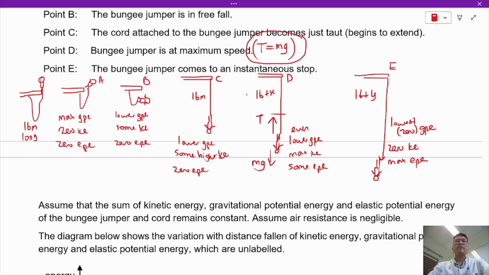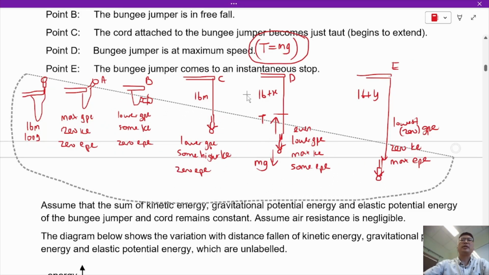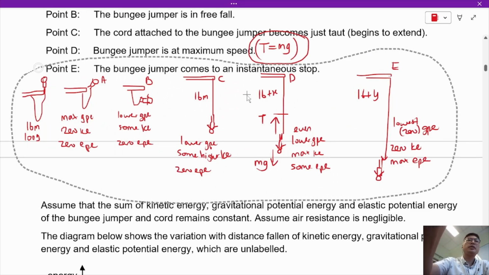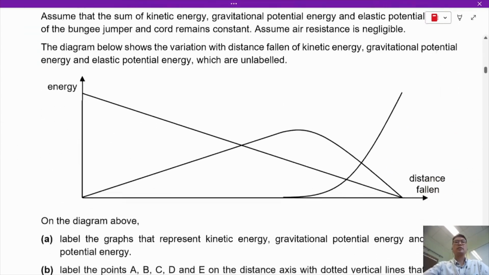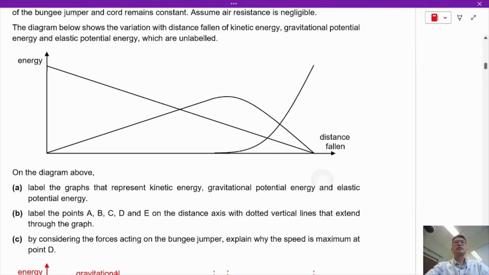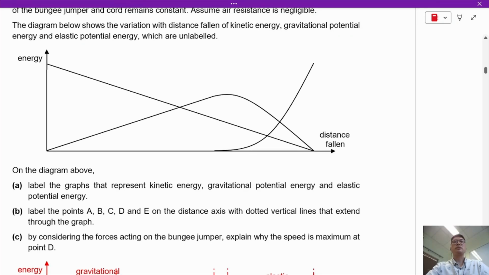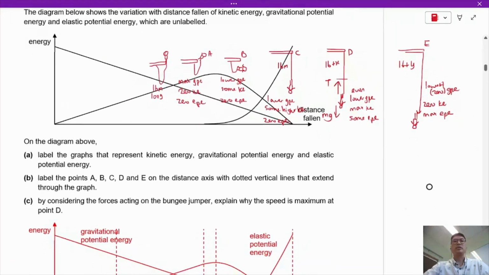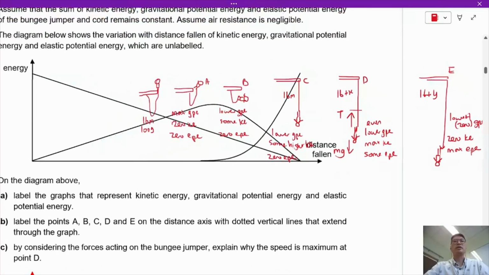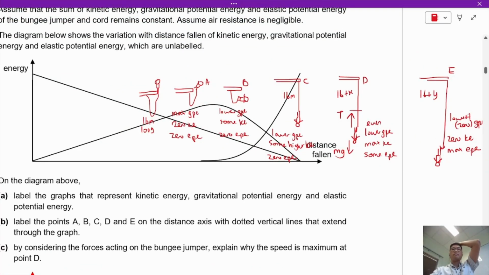Okay, so have you remembered all this stuff? I hope you have. And it might be a good idea to copy down the diagram as well so that you can remember it. Now let's take a look at the diagram over here. Label the graphs that represent kinetic energy, gravitational potential energy, and elastic potential energy. So I'm going to put this diagram over here. Then we can figure out which energies go up and down.